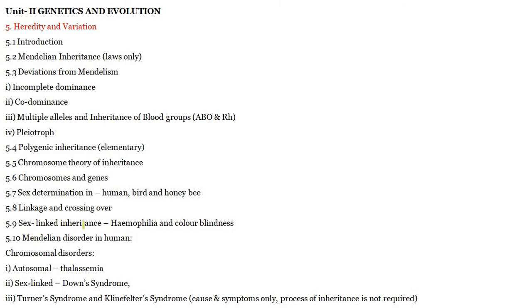is the sex-linked inheritance, hemophilia and color blindness, Mendelian disorders in humans, chromosomal disorders such as autosomal, that is thalassemia, sex-linked, Down syndrome, Turner syndrome and Klinefelter syndrome. The cause and the symptoms only. The process of inheritance is not required.